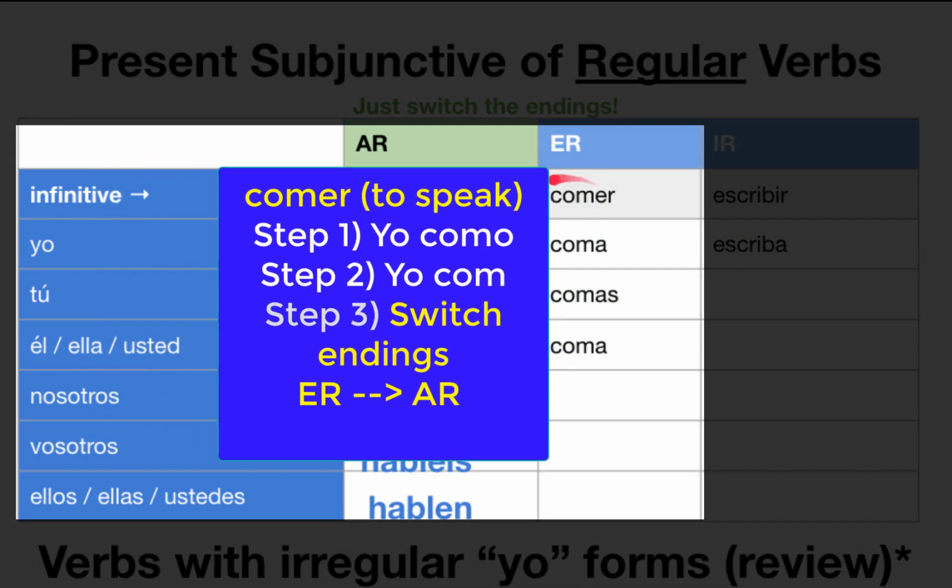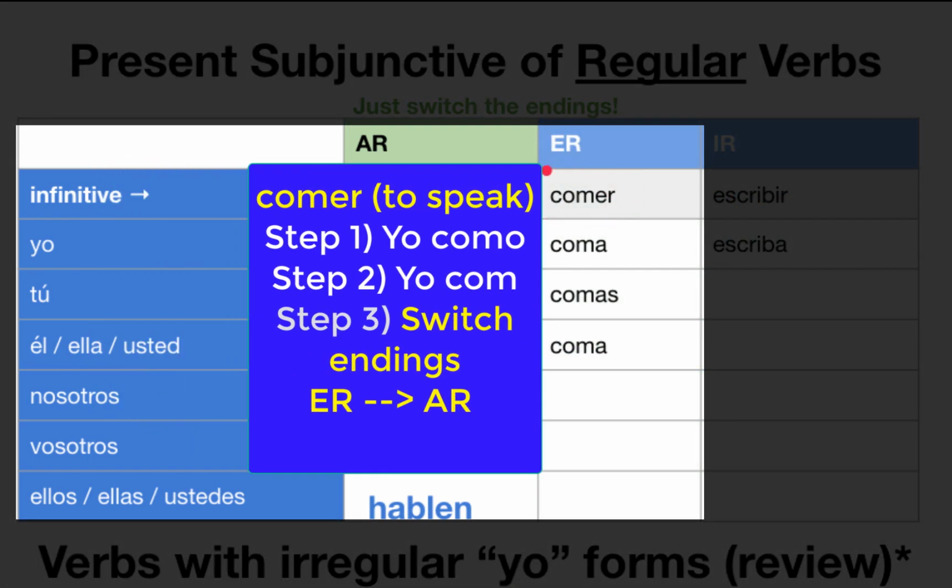Moving over to comer, we are going to take the yo form. Present indicative would be como, and we are going to drop the O from the como, switch it to A at the end, and move throughout the verb house from there. So we've got yo coma, tú comas, él coma, nosotros comamos, vosotros comáis, and ellos coman.